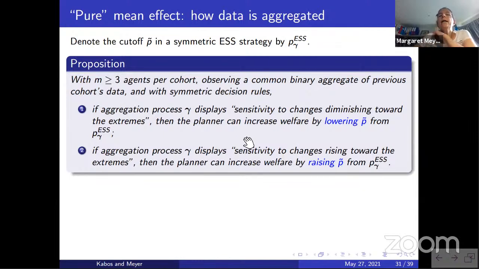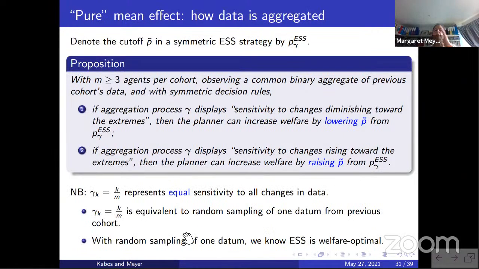To help you see this result, which I will go into in detail in the next couple of slides, it's helpful to think about the intermediate case where gamma k is linear in k, so aggregation is equally sensitive to all changes in data. And furthermore, gamma k just runs from 0 to 1. So gamma k equal to k over m says that the probability that the aggregate is no is exactly the fraction of no's generated by the previous cohort. But that's exactly equivalent to random sampling of one datum from the previous cohort. And we already know from the corollary in the benchmark model that with random sampling of one datum, the ESS is welfare optimal.